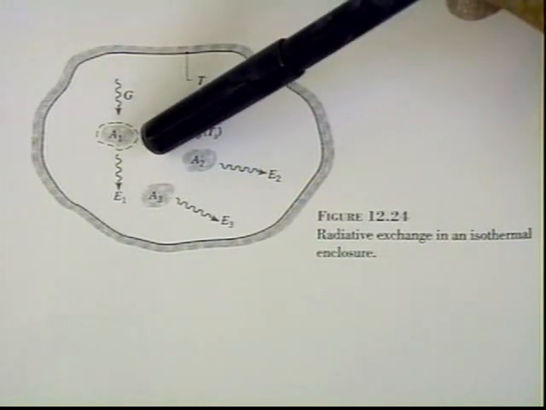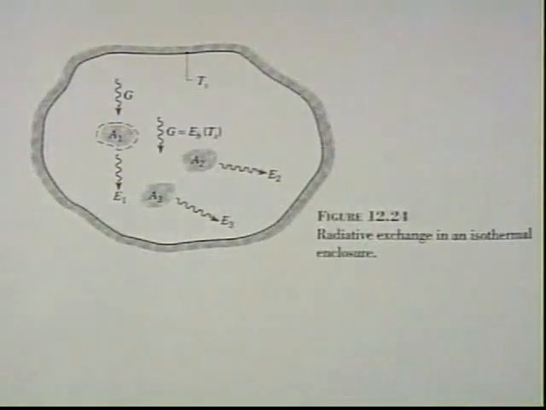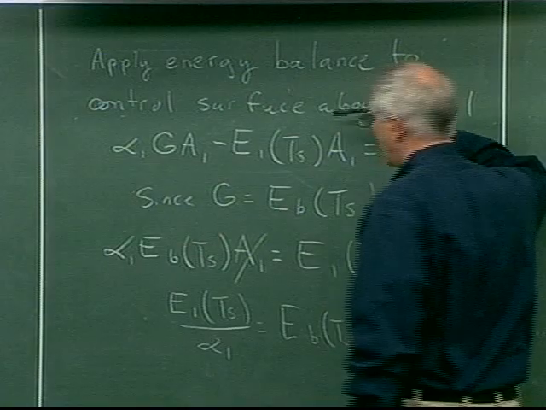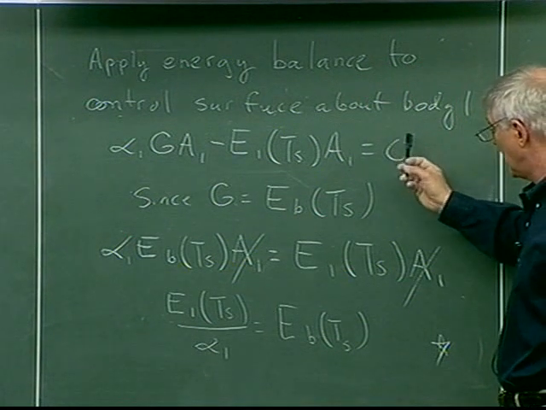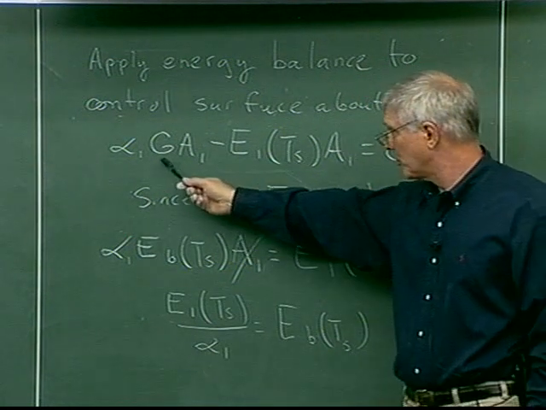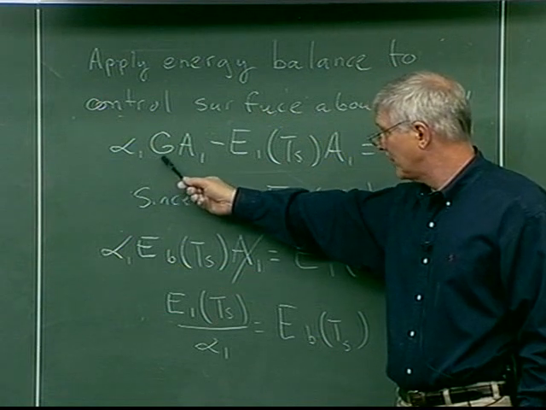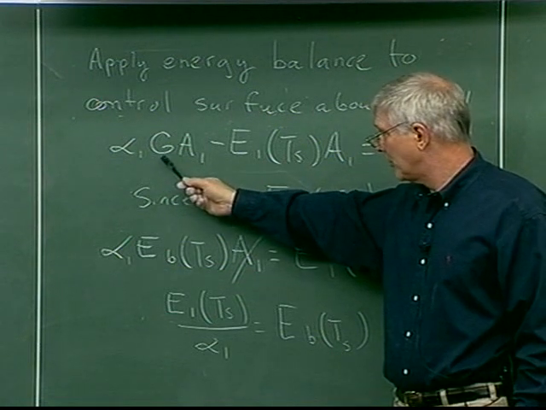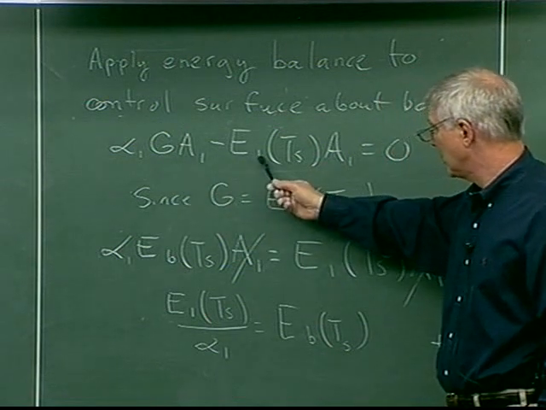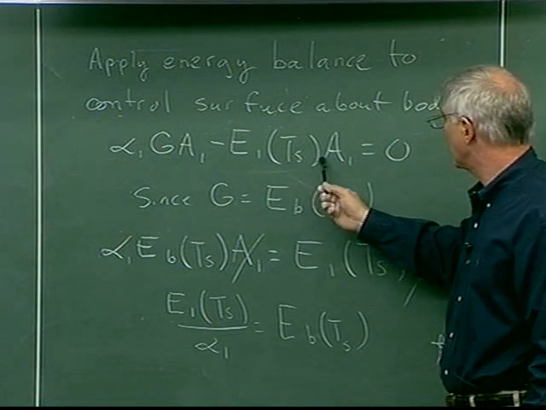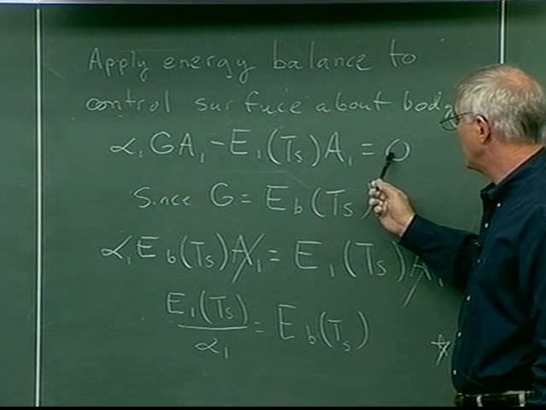Okay, so if we take one of the little surfaces like A1 right here, we're going to apply an energy balance to that. Now I'm going to go to the board to do that. So we apply an energy balance to the control surface about body 1. What's going in is the absorptivity times the irradiation times the area of 1, minus the emission from 1 times the area 1, and it has to equal 0.